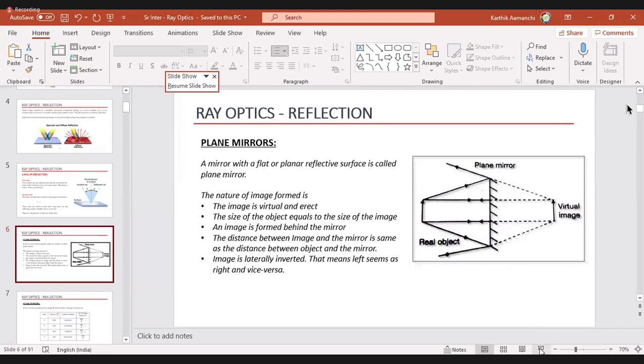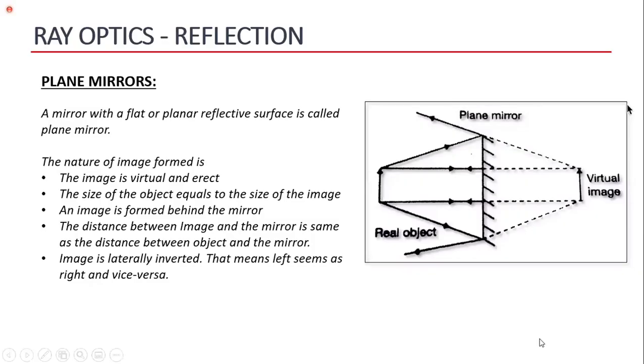So now you understood how your image is coming, a virtual image, right? Yes, sir. So now see the nature of the image formed. First thing, it is virtual and it is erect. Erect means like this, inverted means upside down. This is called an erect image, and this is called an inverted image.